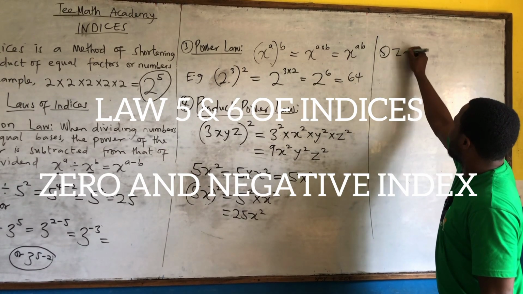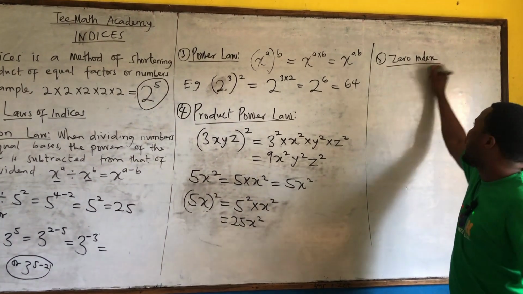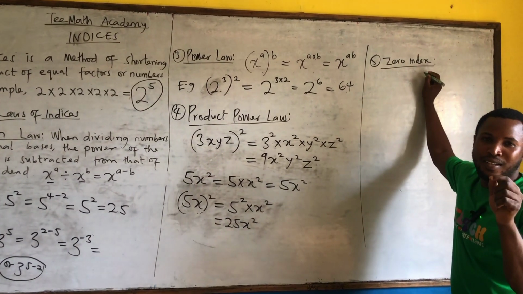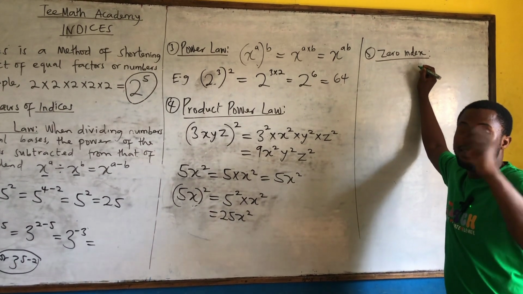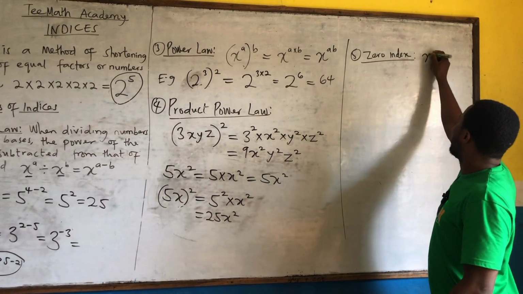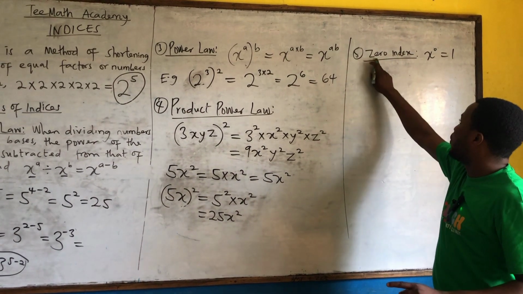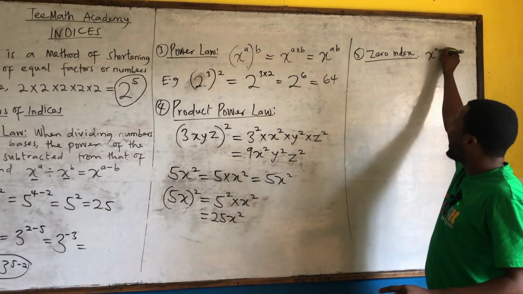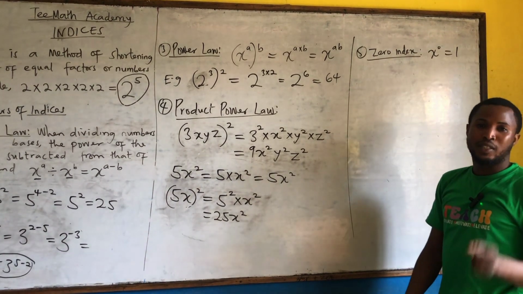Over 5, 0 index, that is 0 power. When the power is 0, I know you know that from junior school, all numbers raised to power 0 is 1. If I have x raised to power 0, it is 1. That is the law, so that's why we call it 0 index. When the index, that is the power, is 0, the whole expression gives me 1.